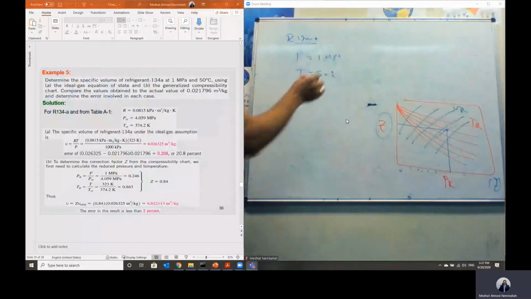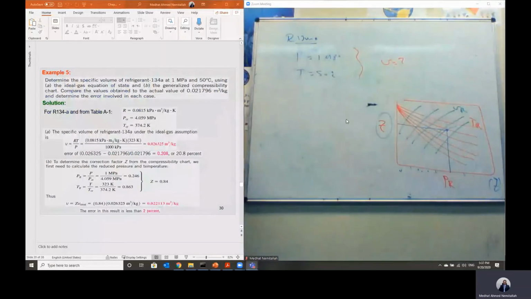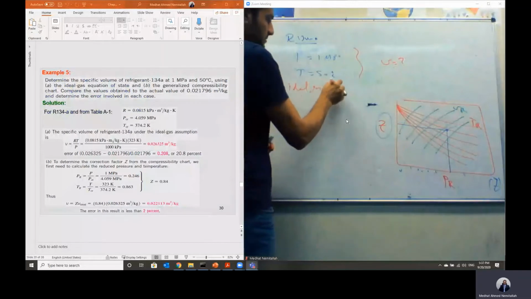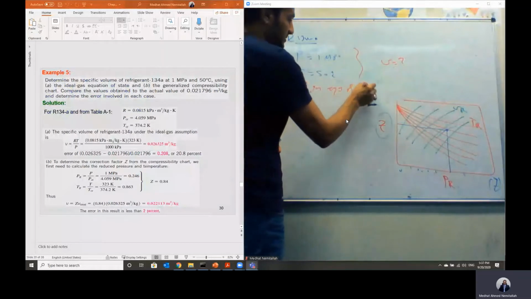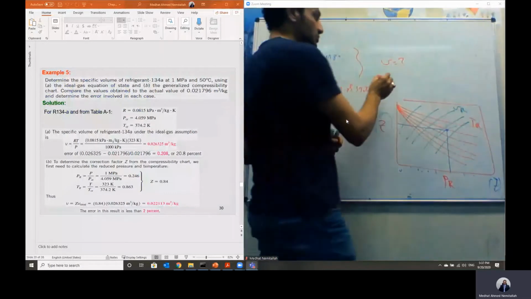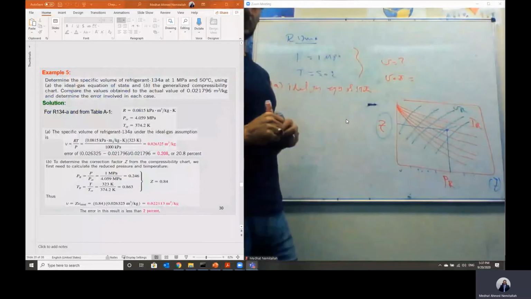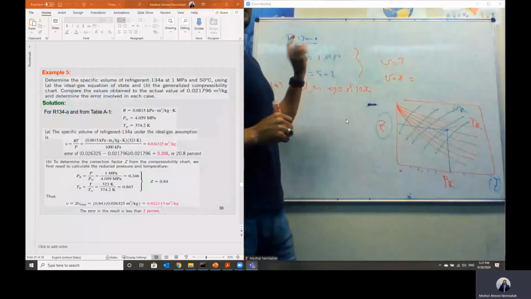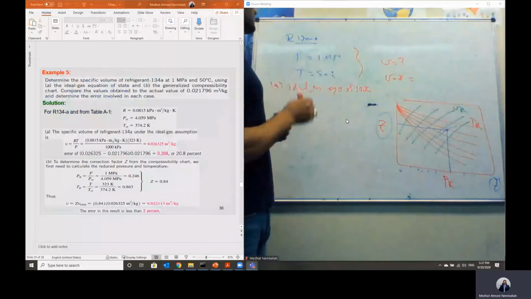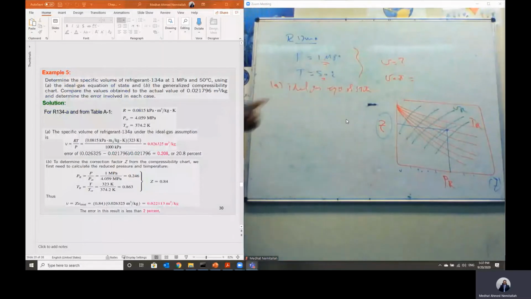We need to calculate the value of the specific volume, using first of all the ideal gas equation of state, and compare it with the actual value. The actual specific volume, which is based on experiment, is listed in the tables of the refrigerant. We have the refrigeration tables. If you look at those tables at a pressure equal to 1 megapascal and 50 degrees C, we are talking about the ideal gas equation of state.